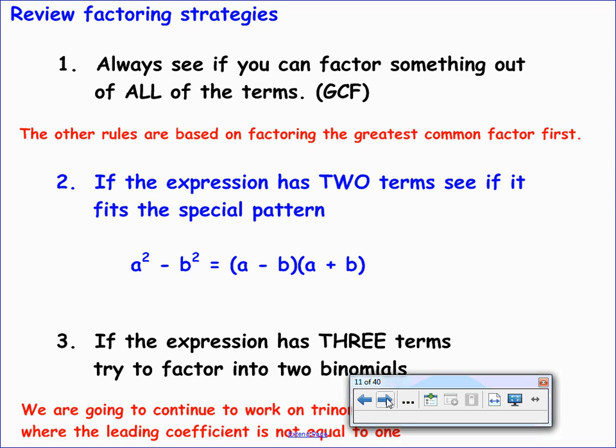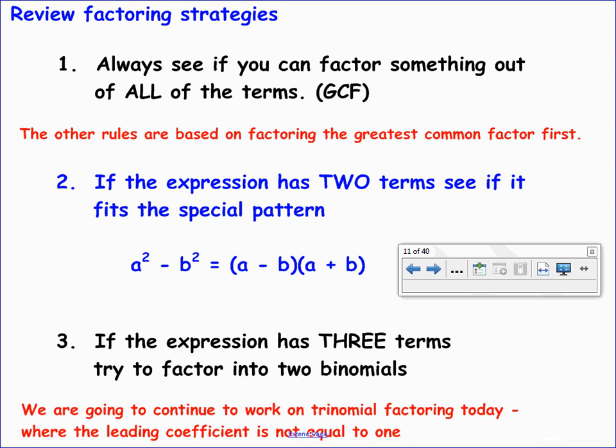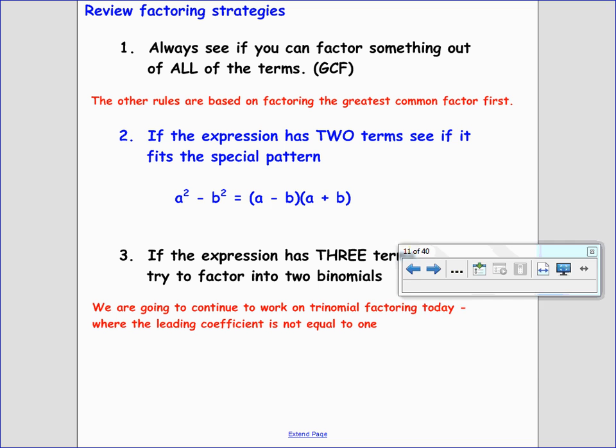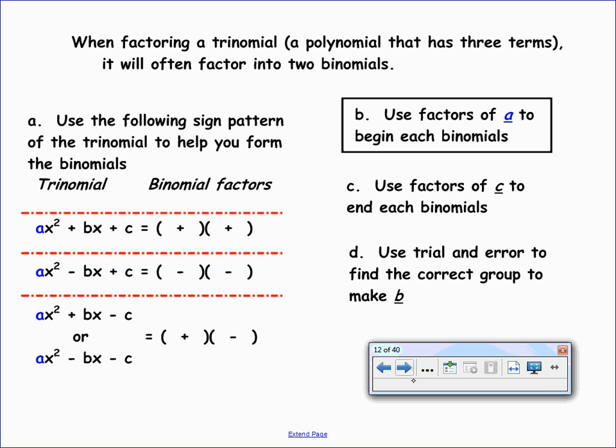Next, you want to see if there's a special pattern involved. Oftentimes, if you have a binomial like a squared minus b squared, then it could be a special pattern, a difference of perfect squares. If the expression remaining has 3 terms, then we could try to factor it into a product of 2 binomials. We're going to continue to work on that trinomial factoring today, where the leading coefficient is not equal to 1, and that adds another layer to our factoring strategy.